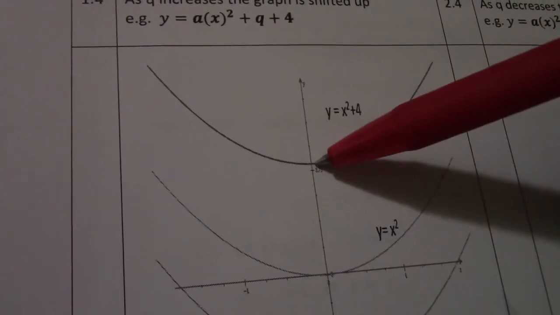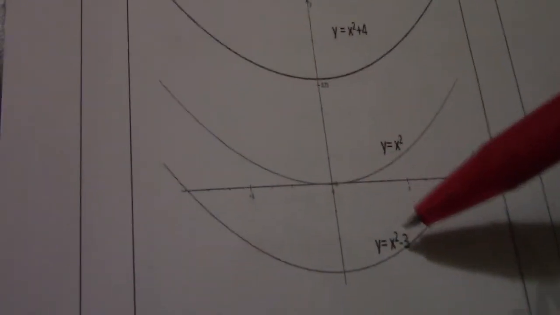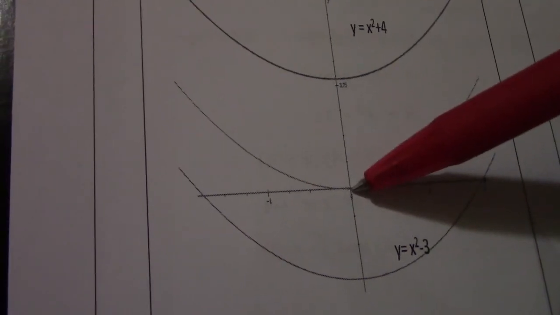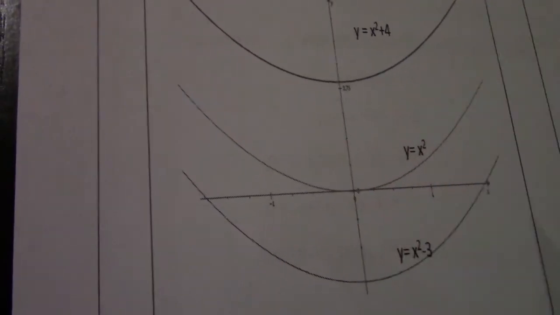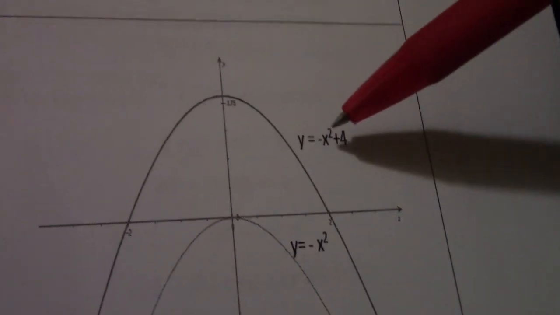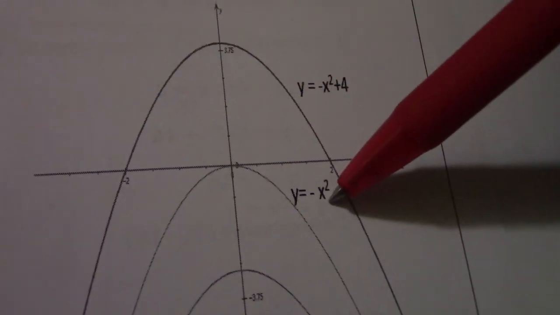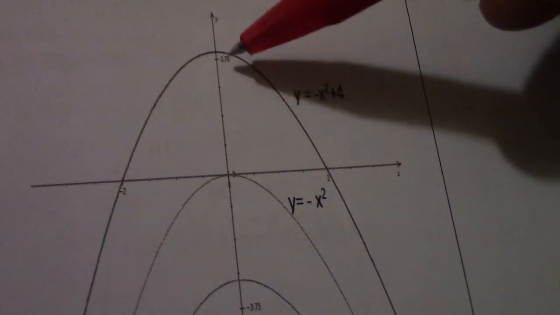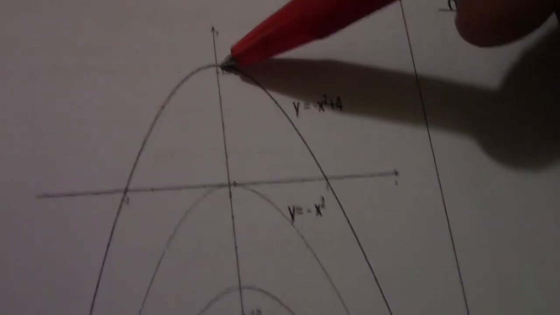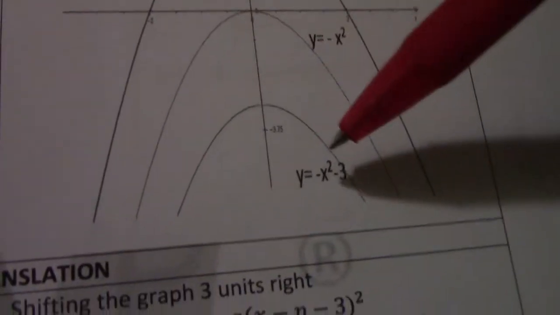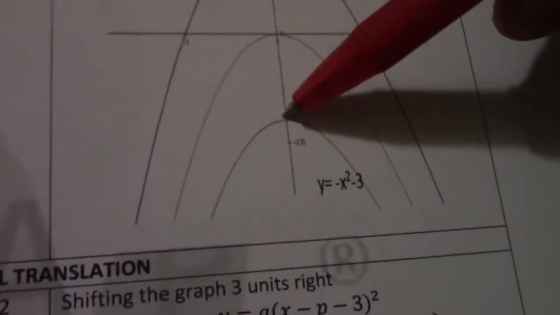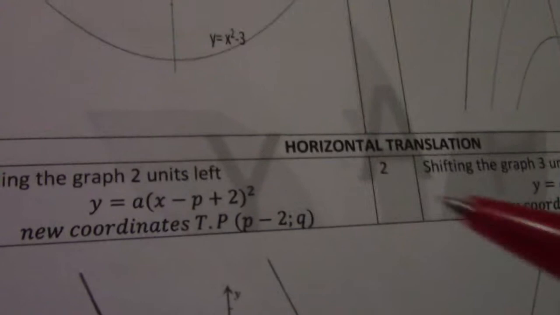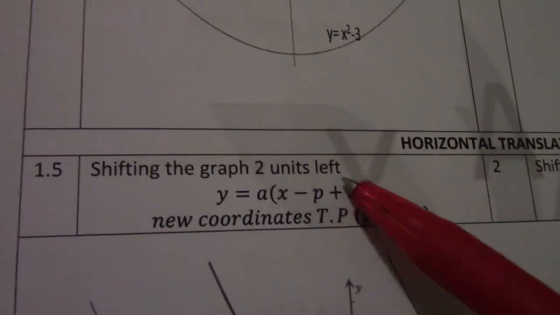It was 0, the new coordinate would be 4. As I write x squared minus 3, the graph goes from 0 to minus 3, so it's moved 3 units down. Same thing if I look at a negative a value. So there, if I have y equals minus x squared, if I write y equals minus x squared plus 4, the graph is taken 4 units up. So it was 0, now that y-intercept becomes 4. If I write y equals negative x squared minus 3, the graph goes down, and that new coordinate there would be minus 3.